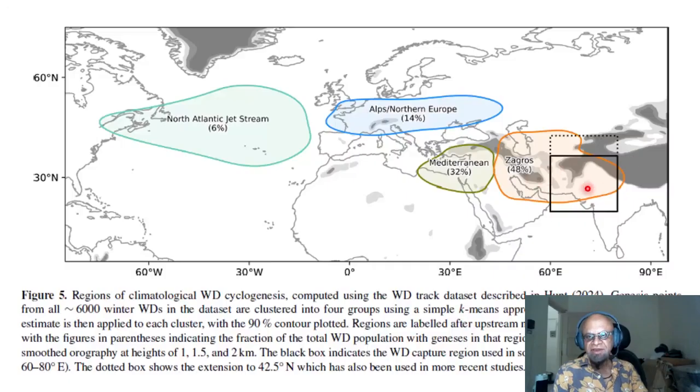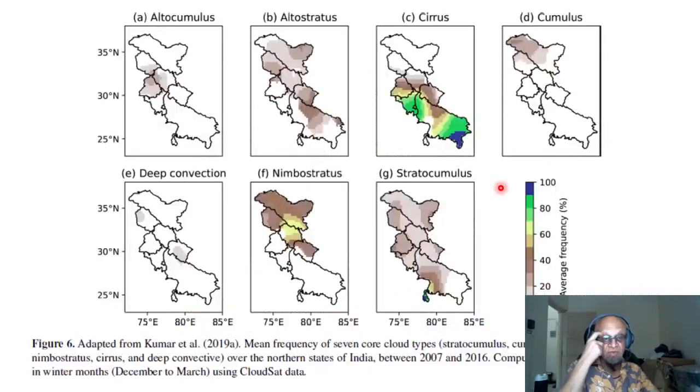So this is where you identify the WD and then you go backwards, right? That's typically how it's done. Some tracking studies use 20 to 36.5 north and 60 to 80 degree east. The dotted box shows the extension to 42.5 north, which has also been used in more recent studies, so it's been extended to the north as well to capture some of the Tibetan plateau precipitation as well.